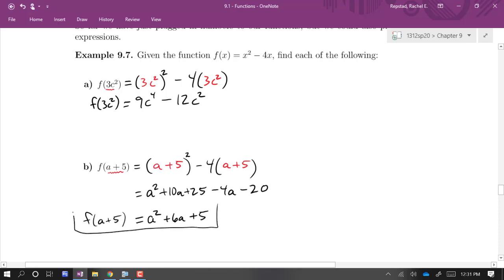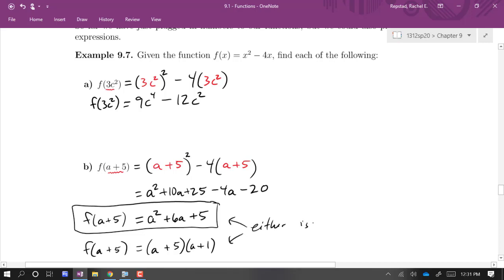We could leave it there, or I think this expression actually factors, so you could also write it as a plus 5, a plus 1. I think either is fine. Okay. So now we know how to plug in, what it means when we say find f of 6. We know what it means when we say find f of a plus 5. We can plug in whole expressions into a function.